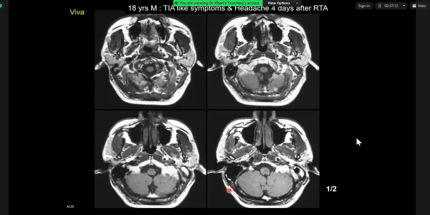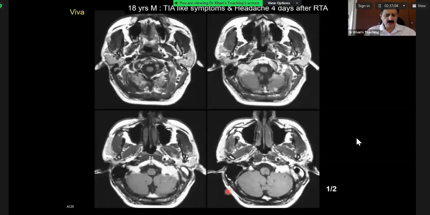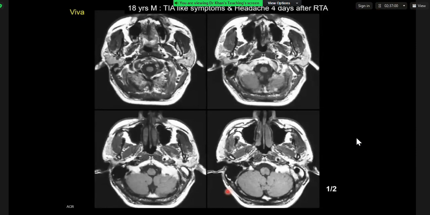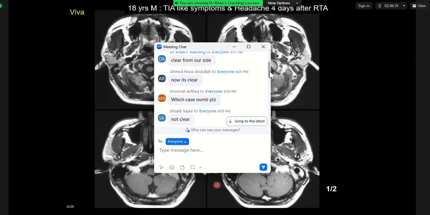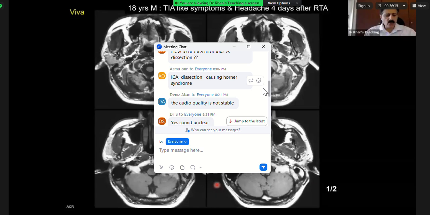Hi. Okay, candidate 2, TIA 4 days after RTA, 18-year-old male. Over to you. I've been presented with selected images of MRI brain. I can see on the left side there's a concentric shaped hyperintense signal within the left. I'm just trying to localize the artery, which artery would be. It's going to be the ICA, in keeping with the dissection of the left side. Okay, what will you do next?